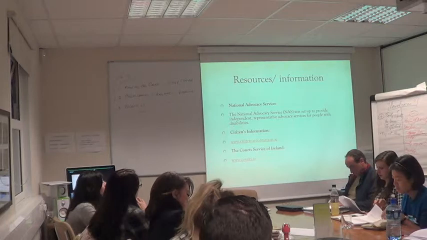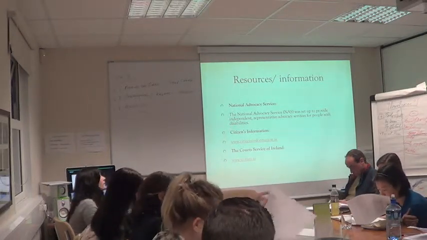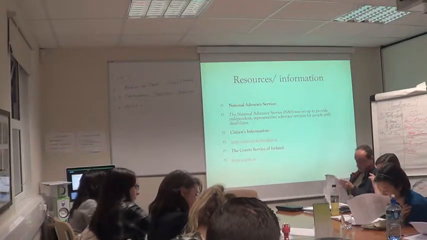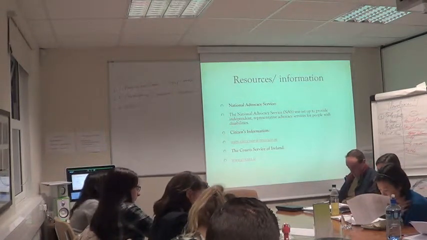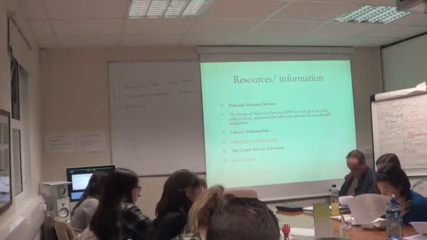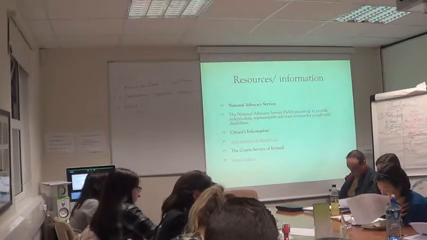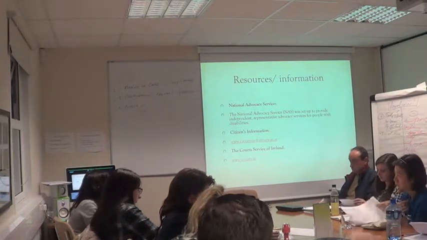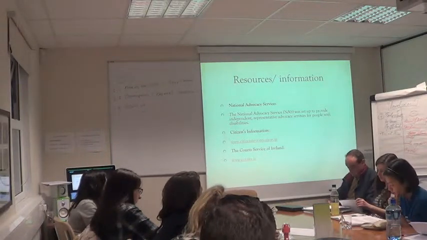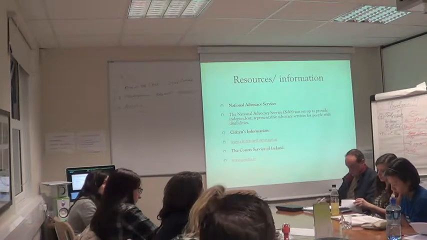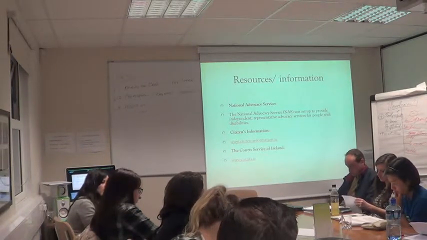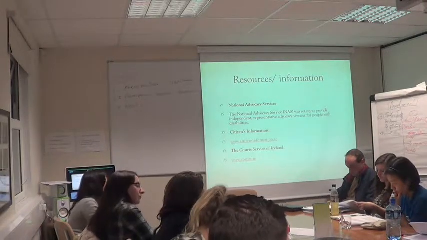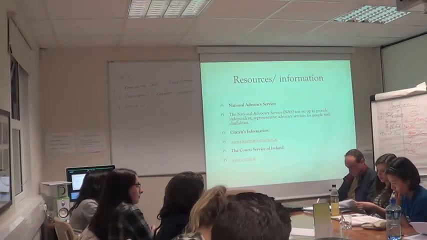One final slide here, and it's just on resources and additional information that you can have a look at. First of all is the National Advocacy Service, which was initially set up to provide independent representative advocacy services for people with disabilities. Also, I think Citizens Information is always very good for providing some basic advice, so you may want to have a look at the Citizens Information website to see what information is provided.